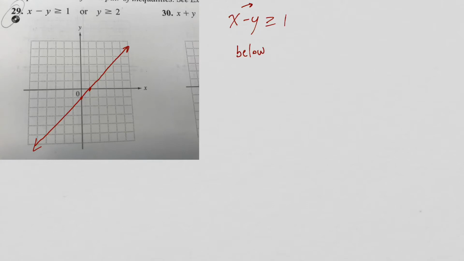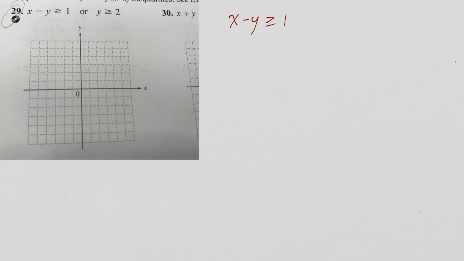My next line, y is greater than or equal to 2. Now this is a horizontal line at y is equal to 2. So it's going to look like this. And it's a greater, so I'm going to be shading above. So I'll be shading below the first line, but above the second line is just that little portion in here that ends up being shaded.